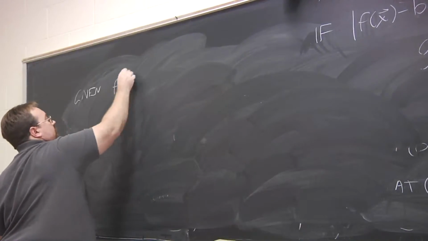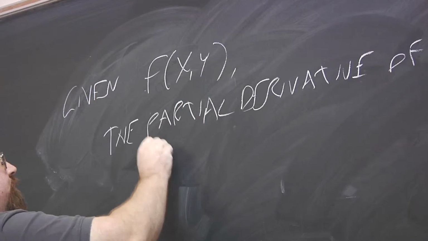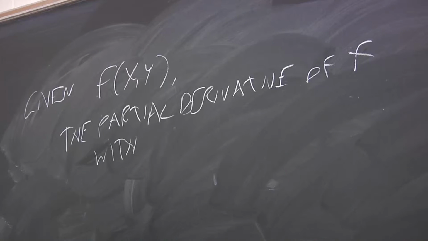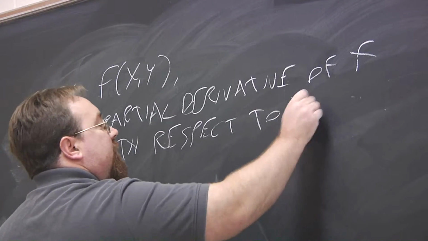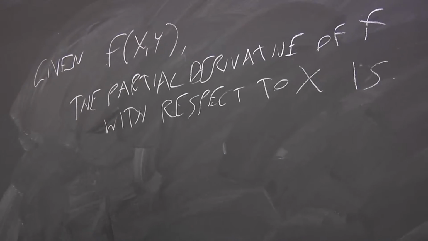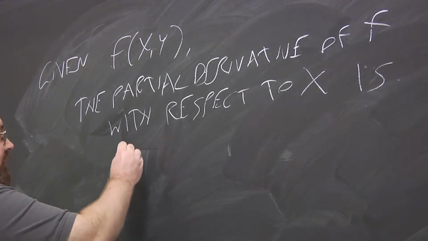So given a function f of x, y, the partial derivative of f, and here it's more important than ever to specify which variable you're differentiating with respect to. In single variable calculus, it's usually pretty obvious from the context, but not anymore. With respect to x, now again, there are different ways of writing it. There's no more prime here, because prime doesn't indicate what you're differentiating with respect to. Don't use it.